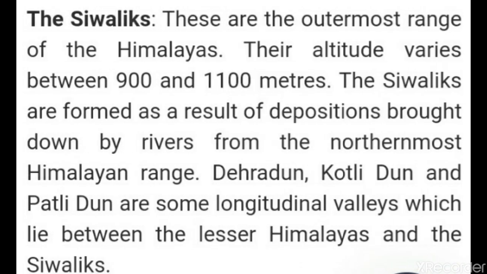The third range of the Himalaya on the basis of height is the Shivaliks. This is the outermost range of the Himalayas, and the height is between 900 meters to 1100 meters. The Shivalik is formed as a result of deposition by many rivers from the northern part of the country.